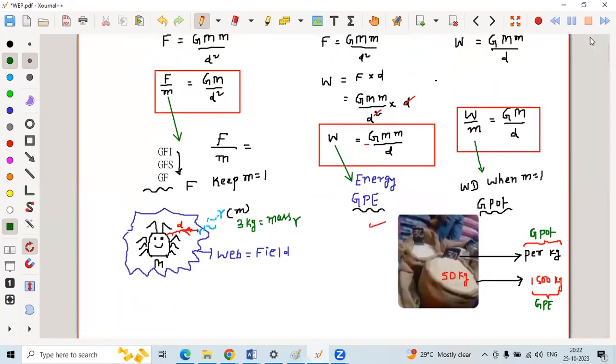Just remember: force acting on whom? 1 kg mass, field intensity. Work done on whom? 1 kg mass, potential. Work done on whom? Total mass, potential energy. That's all. With this, 50% of the topic gravitation is over. These three are very important technical words: field intensity, potential energy, gravitational potential. That's all.